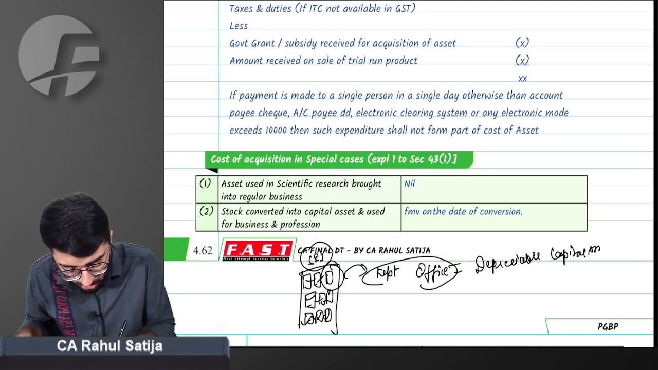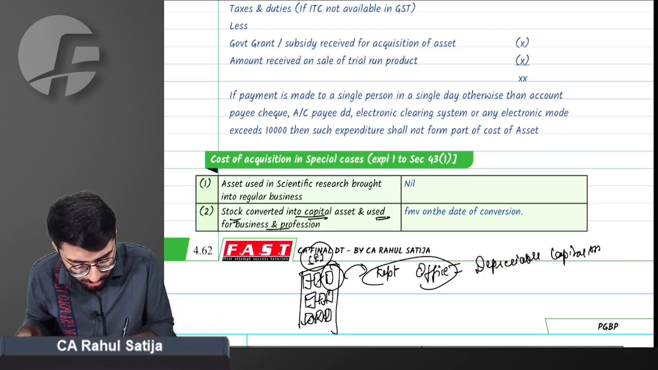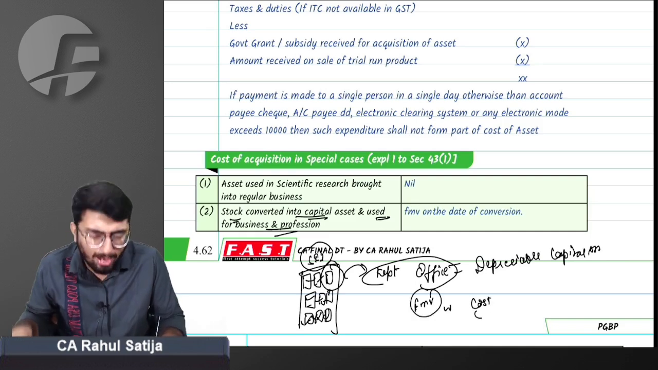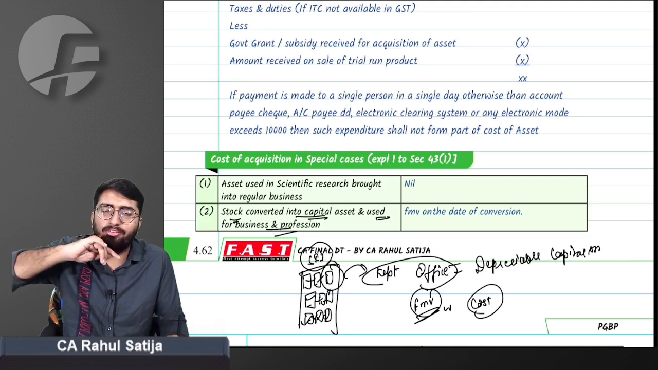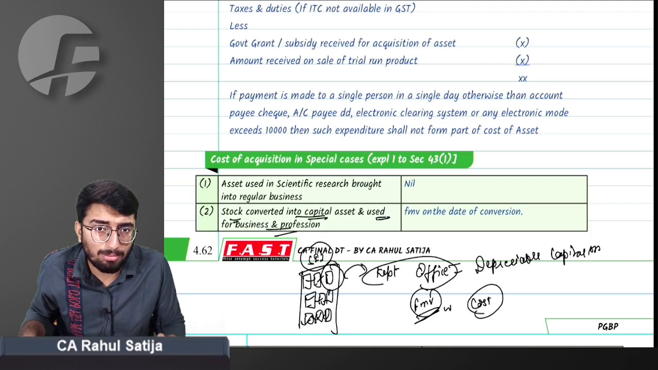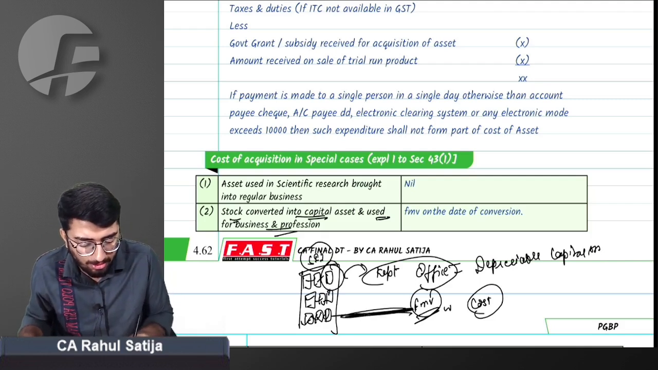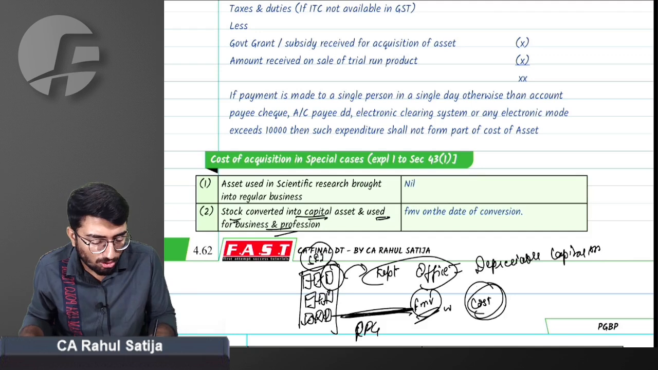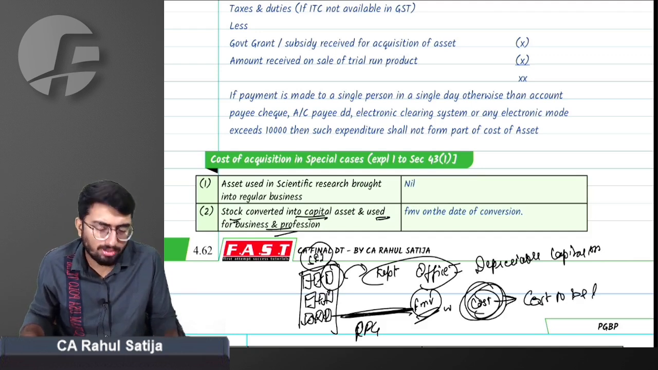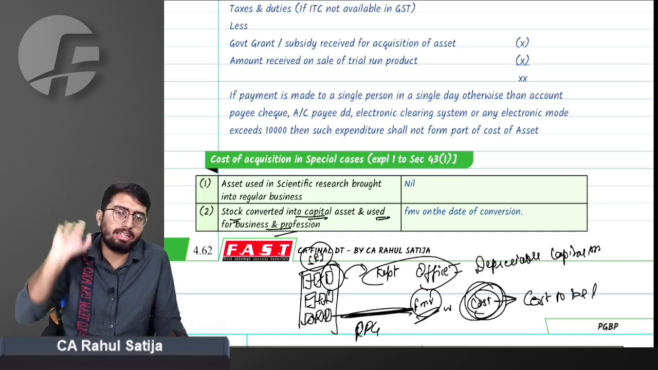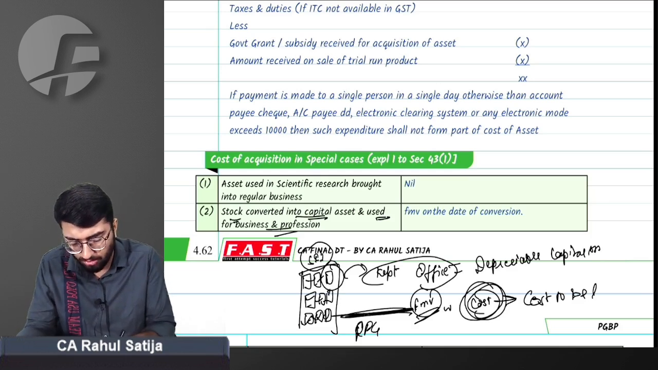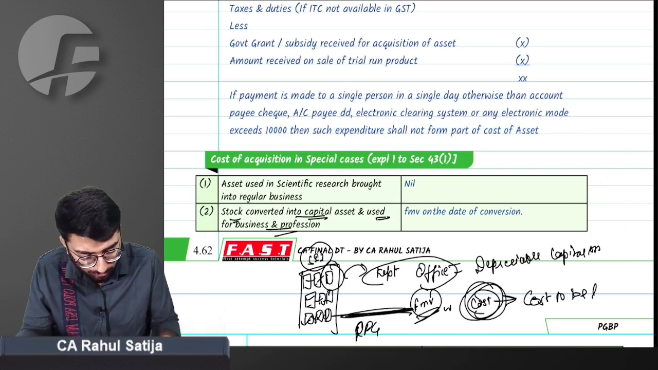For that matter, if stock is converted into a capital asset and used for business and profession, then FMV on the date of conversion will be the cost of acquisition. We have studied that whatever FMV we find on the date of conversion will be chargeable to tax under PGBP. That means this difference will be chargeable to tax under PGBP, and this cost of acquisition will be the cost added in the block. This was the basic of converting stock in trade into a capital asset.